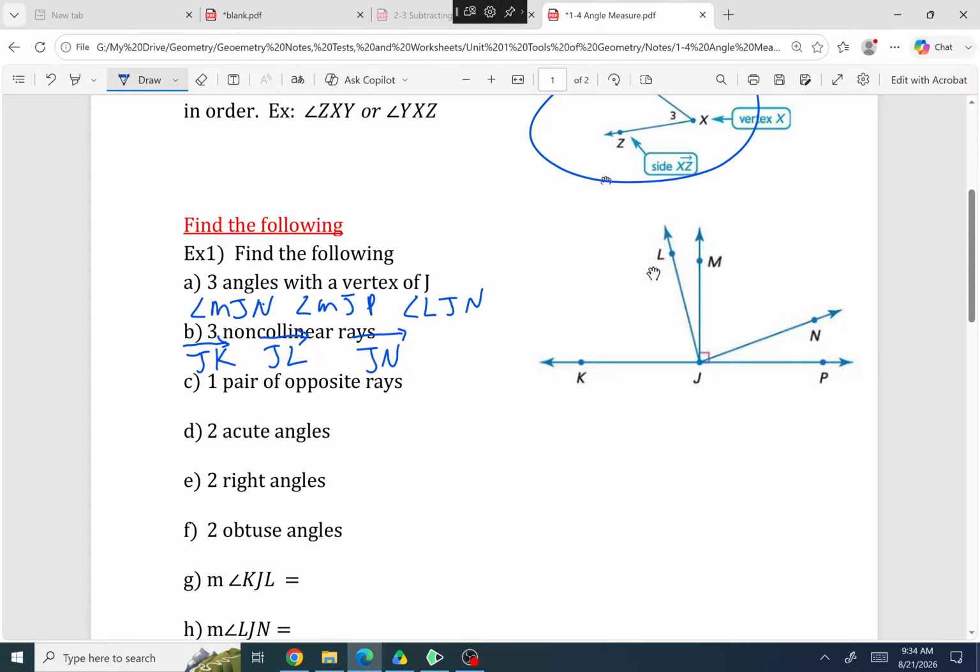What are opposite rays? Pretty obvious. Opposite directions. So if they're going opposite directions, they have to share a point that they both extend from. Well, there's only one option on there. What is it? Not KJ. Do you understand why it's not KJ? KJ starts here and goes in that direction. So the other ray would have to go this direction, but we don't have a point over here. So it can't be KJ. It would have to be what? All right, so JK and JP.